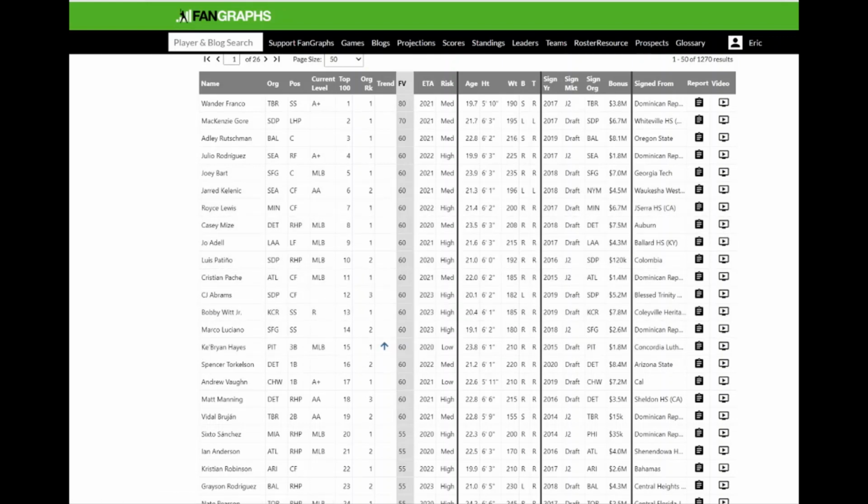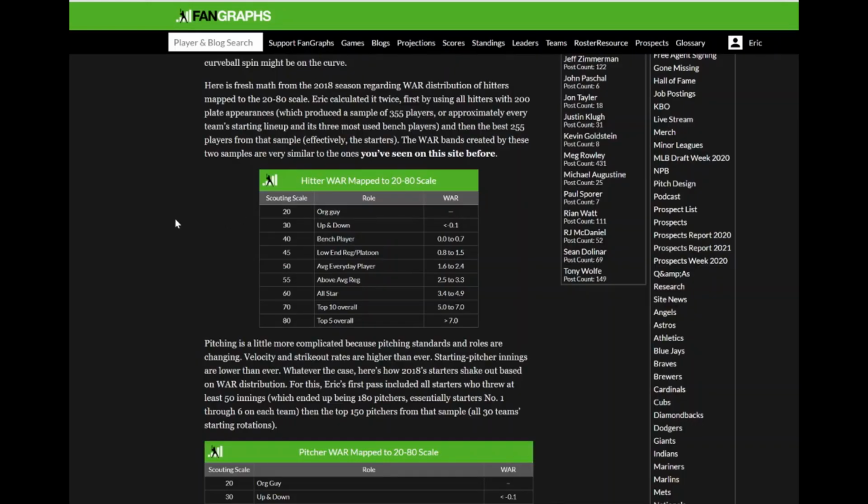And really, it's a device used to map wins above replacement production to the 2080 scale. Okay, so I use the old school 2080 scale where 50 is big league average and just map that to a bucket of annual WAR production that is about the big league average. So everybody who is a 50 future value or above is an everyday big leaguer of some kind, and it's just trying to tell you how good of a big leaguer they are.